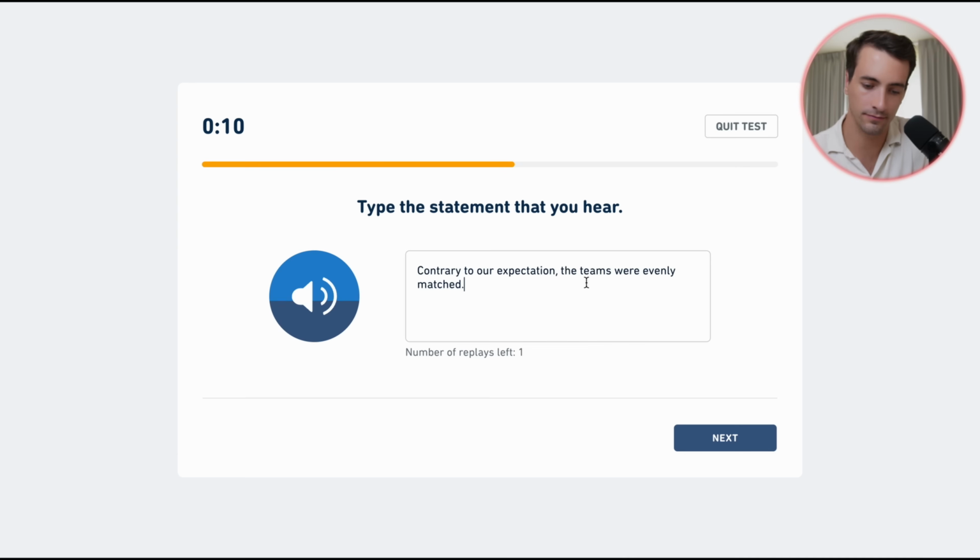Contrary to our expectation, the teams were quite evenly matched. And I'm missing the word quite here. The teams were quite evenly matched.